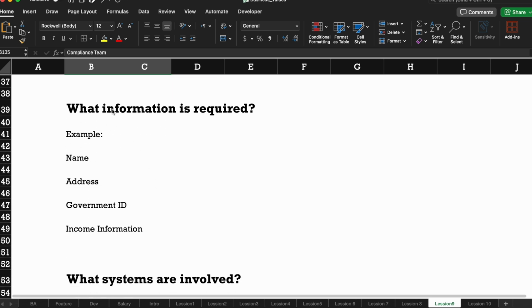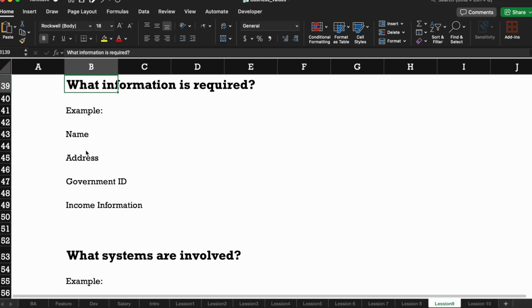What data is required? So going forward, instead of information, we can use the right word, data, because you have just learned data, right? So what data do we collect from the customer? Name, address, government ID, and these are the documentation, income information.